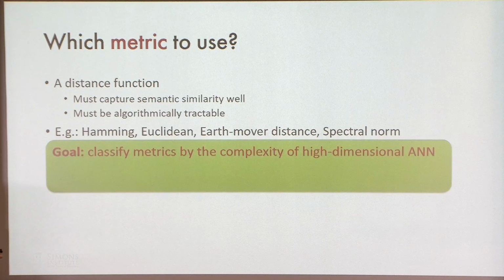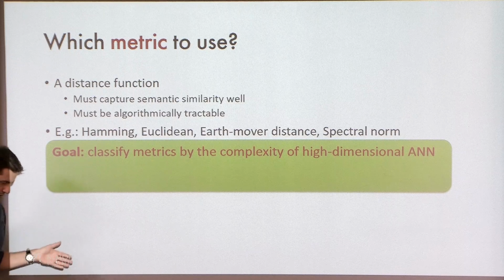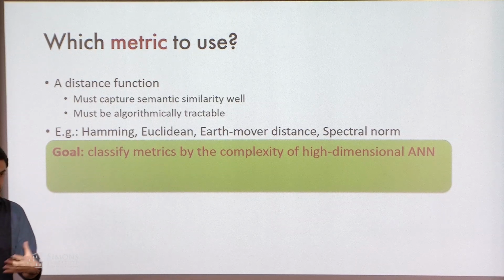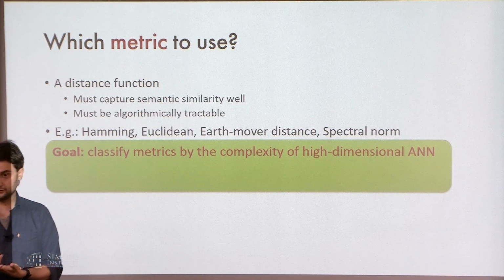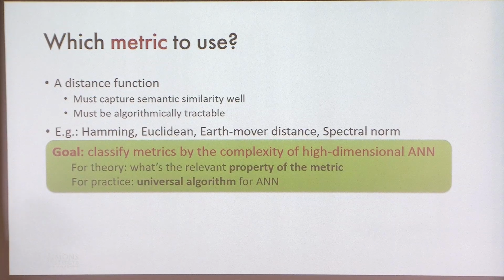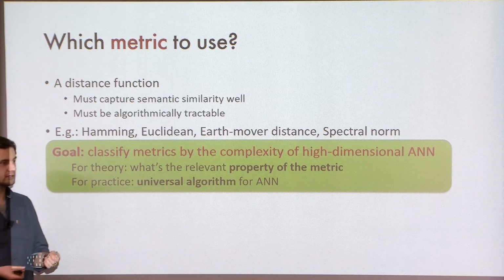Okay, so the general goal of all this rambling of mine is pretty much to get to this: the goal of our project is to try to understand or classify the complexity of nearest neighbor search as a function of a metric. From a theoretical perspective, you can think about this question as: what property of a metric space makes it hard or easy for nearest neighbor search?